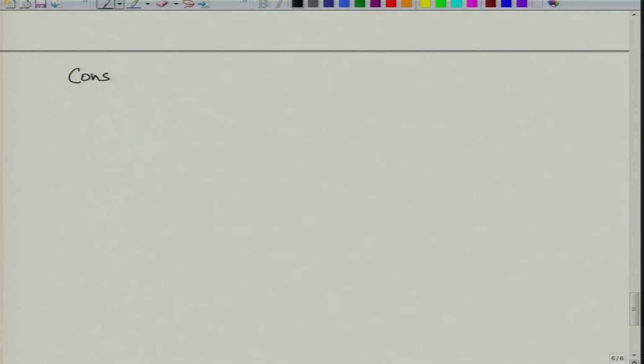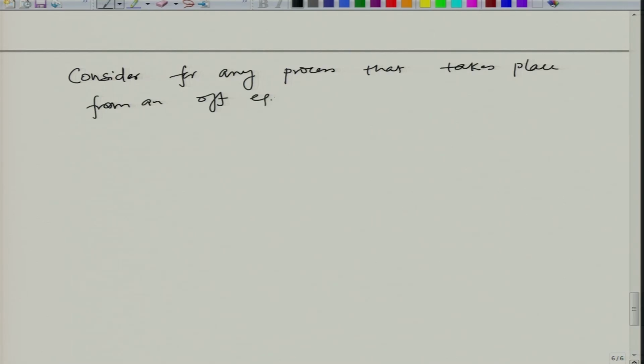So, consider any process that takes place from an off equilibrium to an equilibrium state. Okay. So, we are considering a process which goes from an off equilibrium state towards an equilibrium state. In such a case, your total entropy should be greater than 0. Total energy still remains 0.